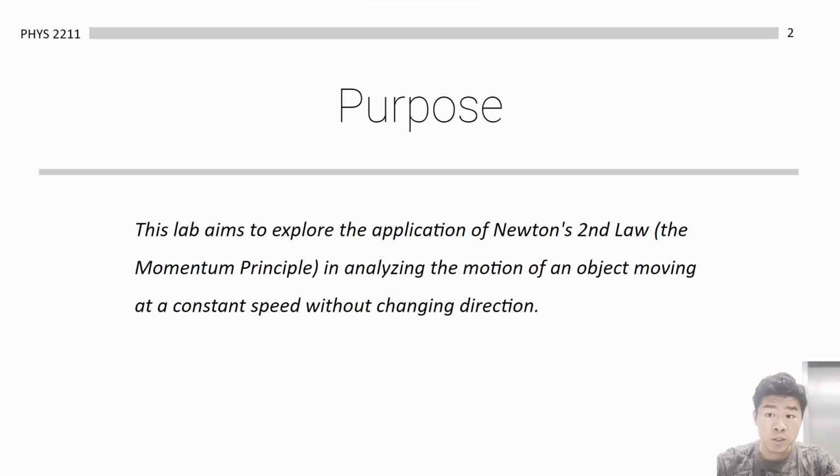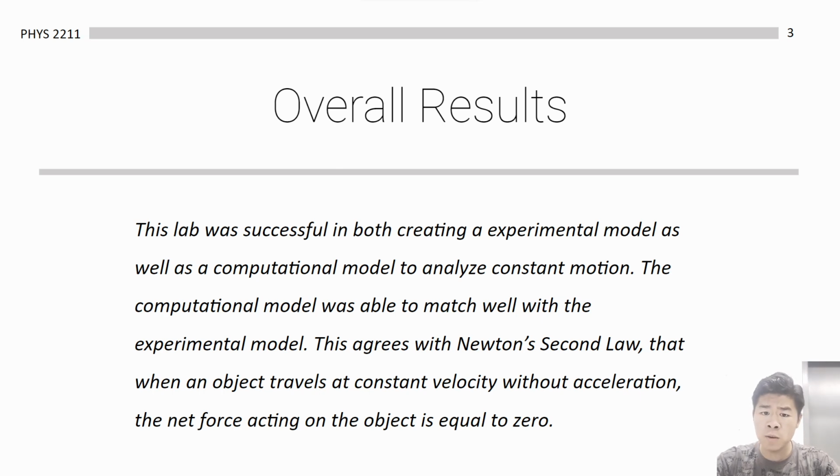The purpose of this lab was to explore the application of Newton's second law in analyzing the motion of an object moving at a constant speed without changing direction using both experimental and computational models. This lab was successful in creating both experimental and computational models that match well with each other, as well as agreeing with Newton's second law that force is equal to mass times acceleration, so when you set acceleration equal to 0, then the net force acting on the object is also 0.